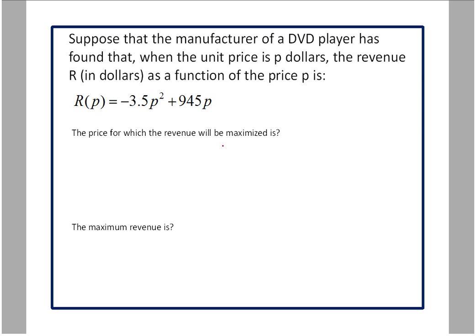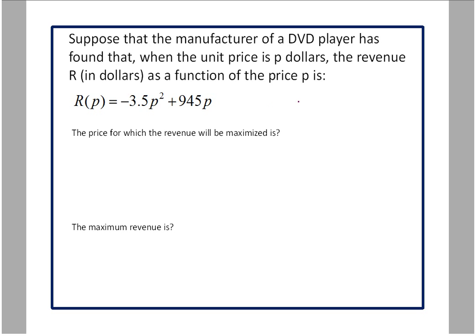Hi, this is an example of using quadratic functions and maximizing the quadratic. So suppose that the manufacturer of a DVD player has found that when the unit price is P dollars, the revenue R in dollars as a function of the price P is this equation. R of P equals negative 3.5 times p squared plus 945p. So what we want to know is what is the price, so we're looking for p, for which the revenue will be maximized.